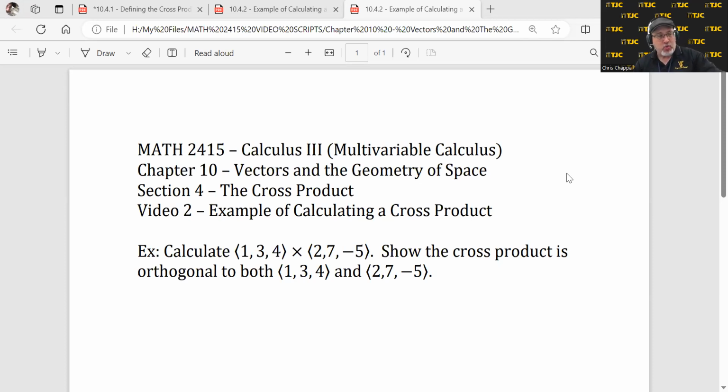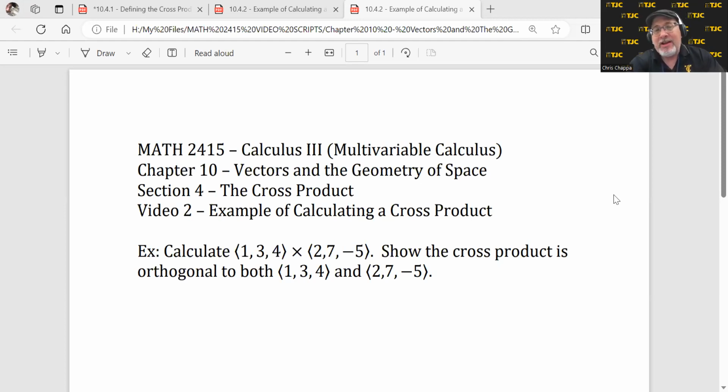We are going to calculate just one example because from a numerical perspective, the actual values don't matter. It's the process, and I think one example should suffice. We will calculate more cross products, don't get me wrong, but the focal point of this video is just to demonstrate how to calculate it.